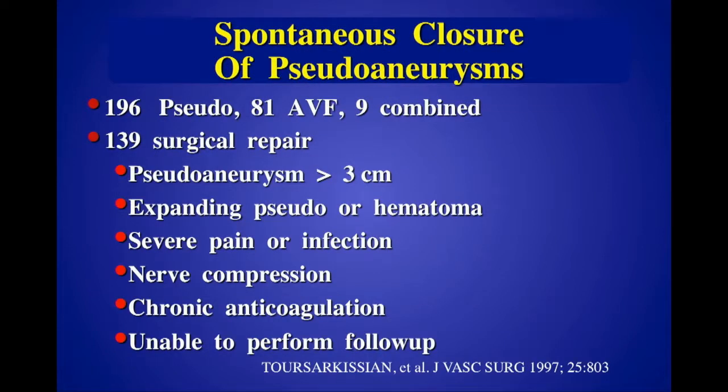Here was a relatively large series from the Journal of Vascular Surgery, which looked at 196 pseudoaneurysms, 81 AV fistulas, and 9 combined lesions to see which ones required surgical repair and which ones could be followed to see if they would spontaneously thrombose. The ones that went on to surgical repair were very large or expanding, causing severe pain or nerve compression, or couldn't be followed up. So those patients were treated by the surgeon.